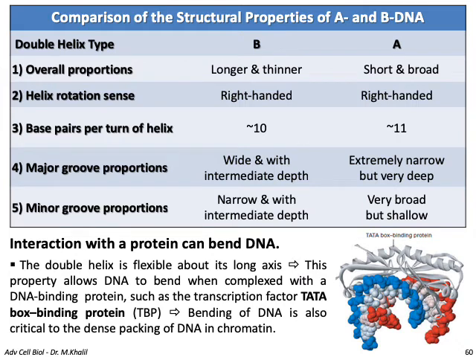It's worth noting that the interaction of any protein can bend DNA. You can see from the figure that the double helix is flexible about its long axis. This property allows DNA to bend when complexed with a DNA binding protein, such as the transcription factor TATA box binding protein, TBP. This bending of DNA is also critical to the dense packing of DNA in chromatin, to facilitate its packaging inside the nucleus.